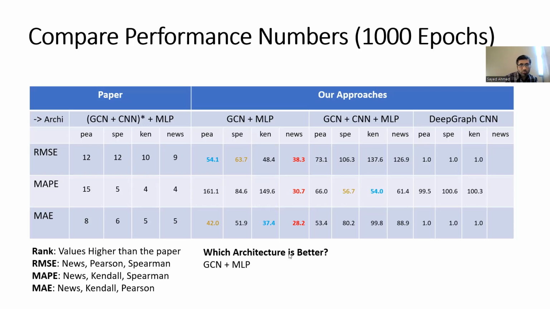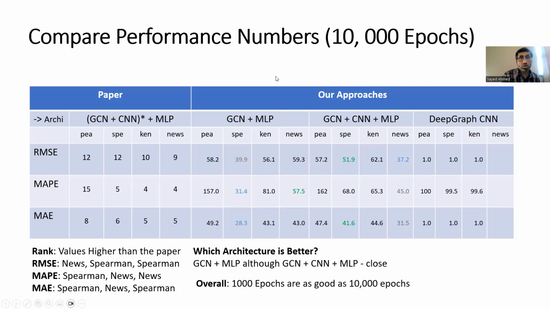Okay, in terms of which architecture is better, we can say GCN plus MLP, in the sense that RMSE is lower, MAPE is lower, and MAE is also lower. If we just think about the lowest one, then GCN plus MLP performed better than this one. So this is 1000 epochs. It might be the case that for GCN, CNN, and MLP, as you also saw before, more epochs make things better here. Maybe more work is required for that. So this color highlighting, I need to fix that.